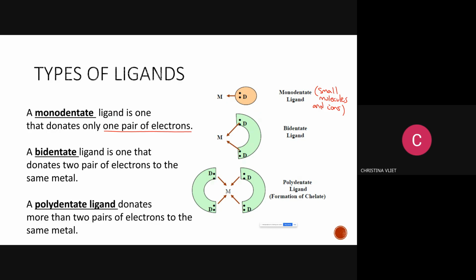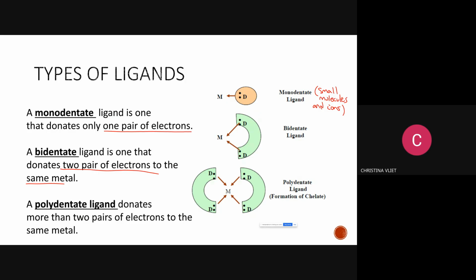There are only 2 bidentate ligands you're supposed to know by heart, which I'll show you on the next slide. Bidentate ligands donate 2 pairs of electrons to the same metal. They have to be large enough that they can bend around, which is what's being shown here, in order to donate from 2 different directions to give the proper bond angles. You'll see the example shortly.